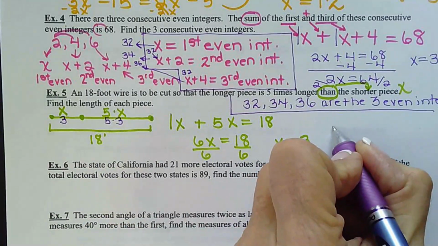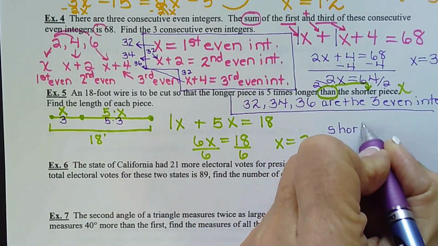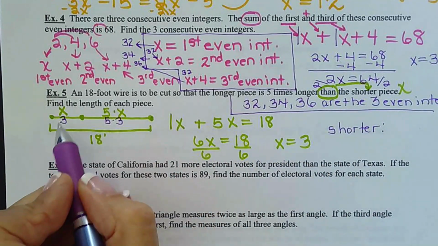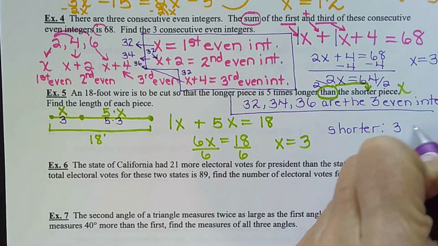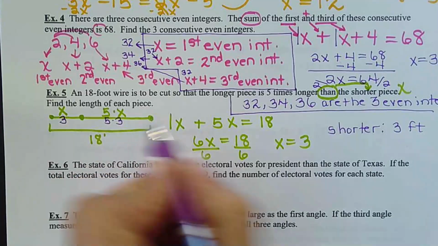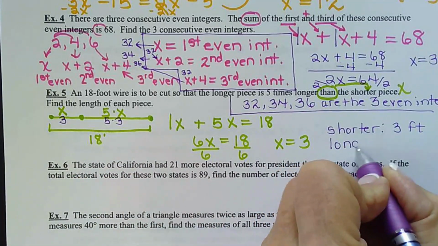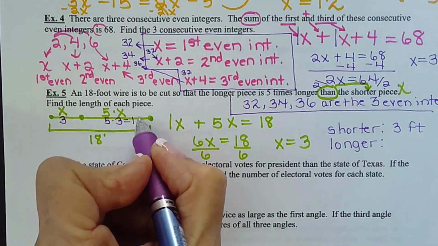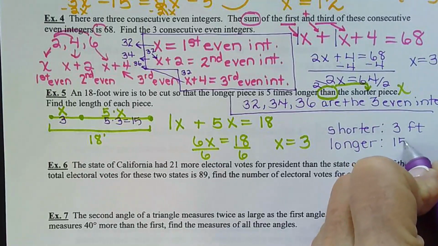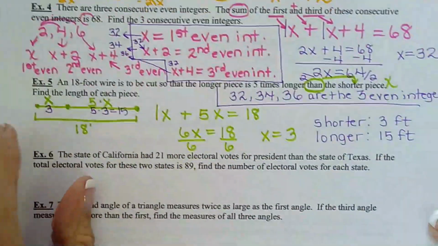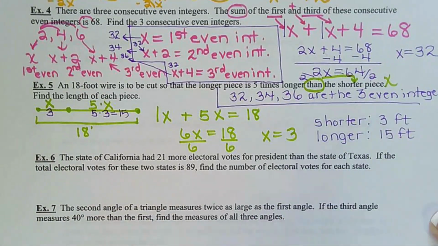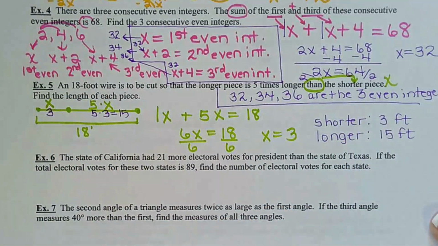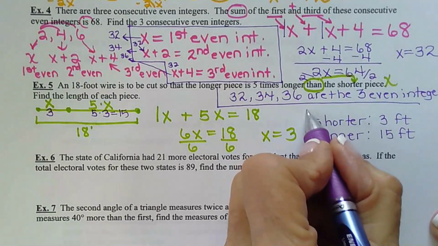So I can see the shorter piece, and this is feet, right? Yep. So the shorter piece is 3 feet. And the longer piece, 5 times 3, which is 15 feet. And then all I have to do to check it, 2 things I can do. Is this piece 5 times longer than that? Yes. Do the 2 pieces add to the whole? Yes. There you go.